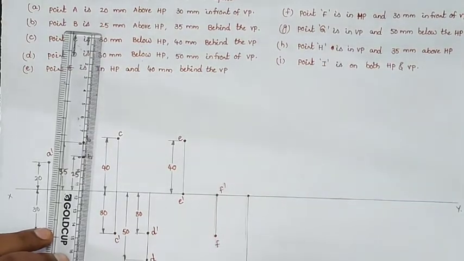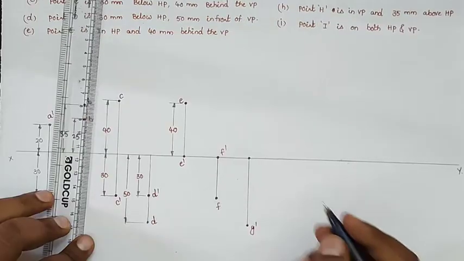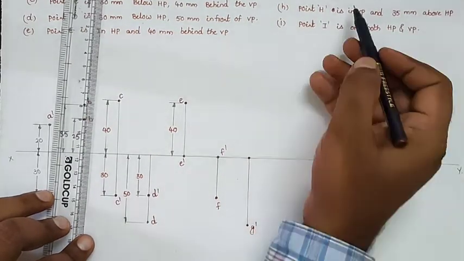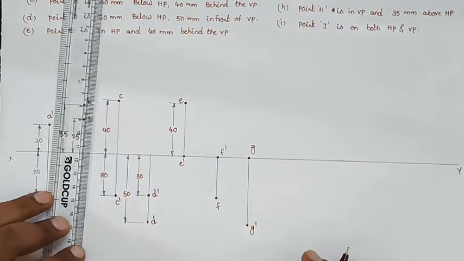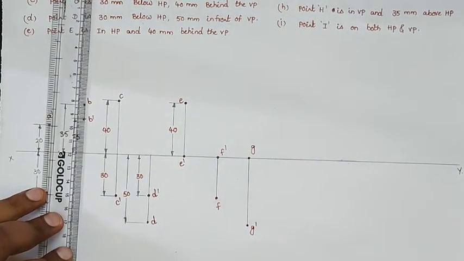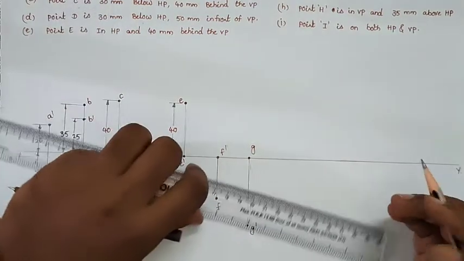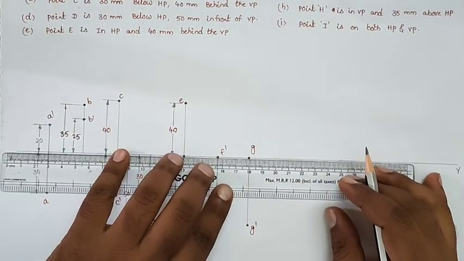So the front view of point G we can represent with a small letter with a dash, g dash, and on the reference line, G is in the VP, which means on the reference line we will get the top view of point G, small g. And now draw another problem.